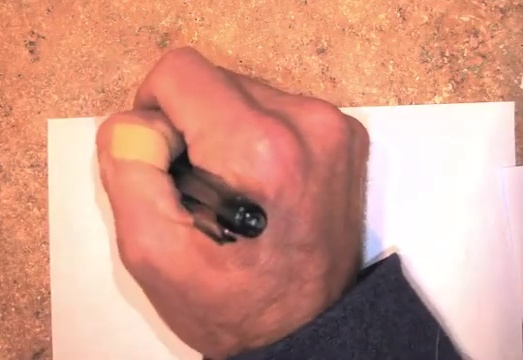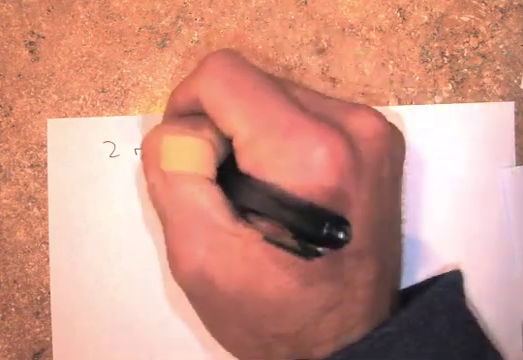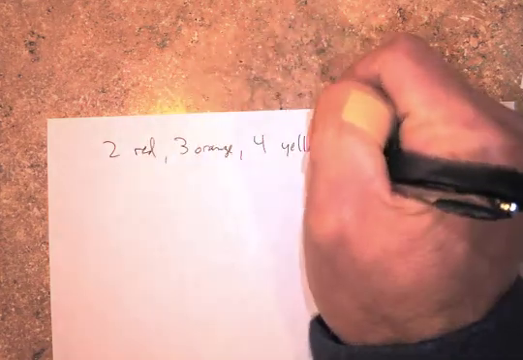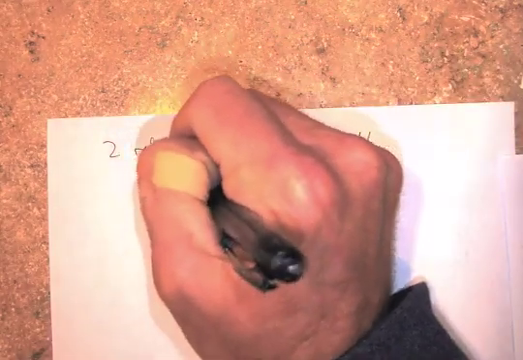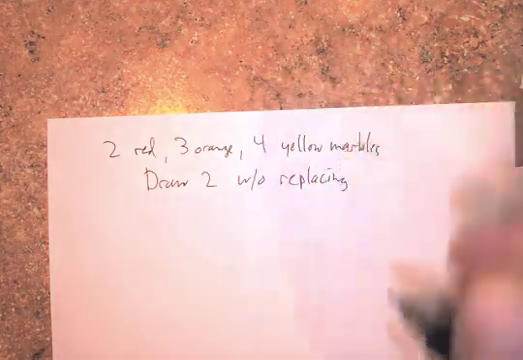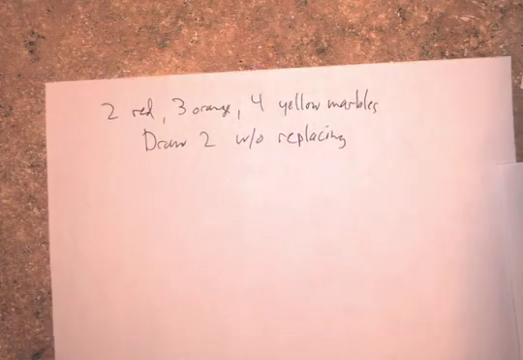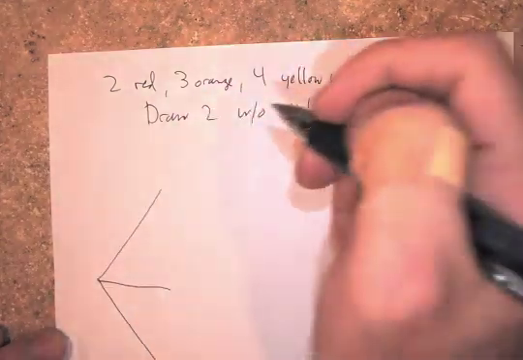Okay, next one, you'll see something where you've got to do a more complex marble problem. So let's say there's 2 red marbles, 3 oranges, and 4 yellow. Okay, you're going to draw 2 without replacing. So I'll draw 1, draw another one. I won't replace. Okay, so again, make this tree pretty big because you've got 3 choices here.